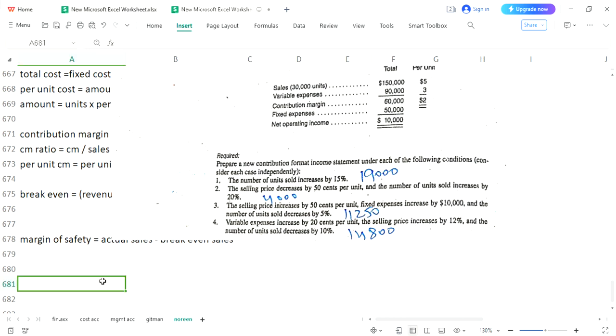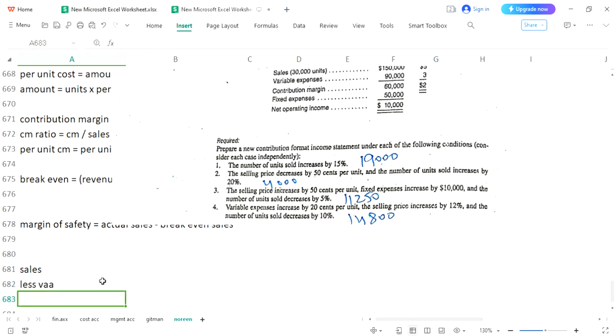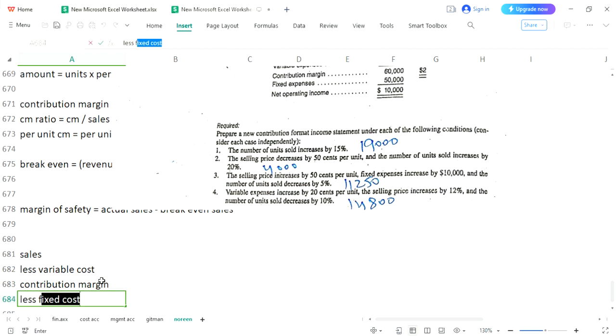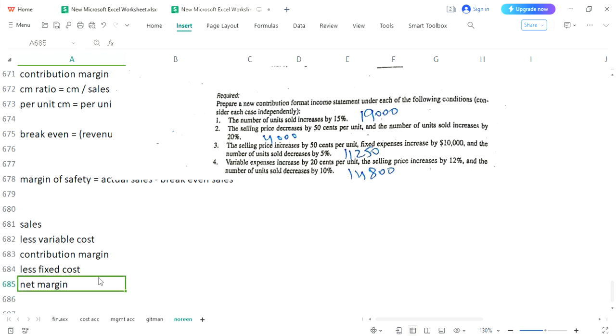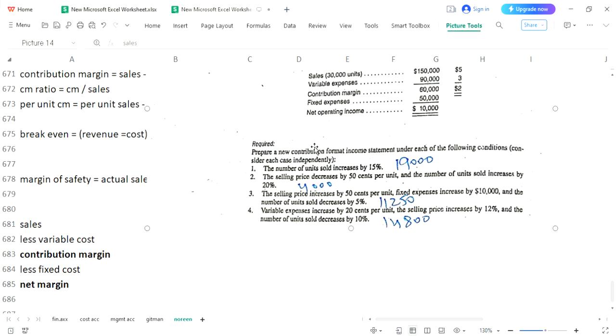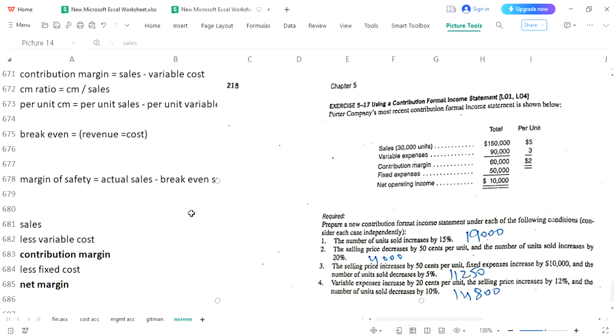Okay, first we will create the old income statement: sales, then less variable cost, and then you will get your contribution margin. Then you will subtract your fixed cost and you will get net margin, just for the sake of recording. Now our question is saying... why am I writing this? Because it's so important. Without it, it would be a little complicated for you to understand.